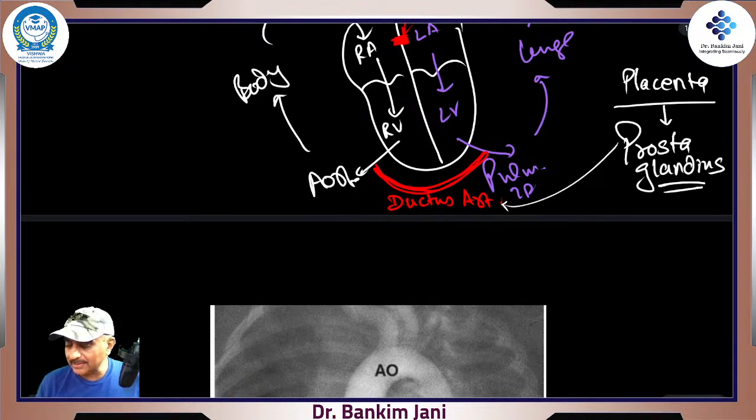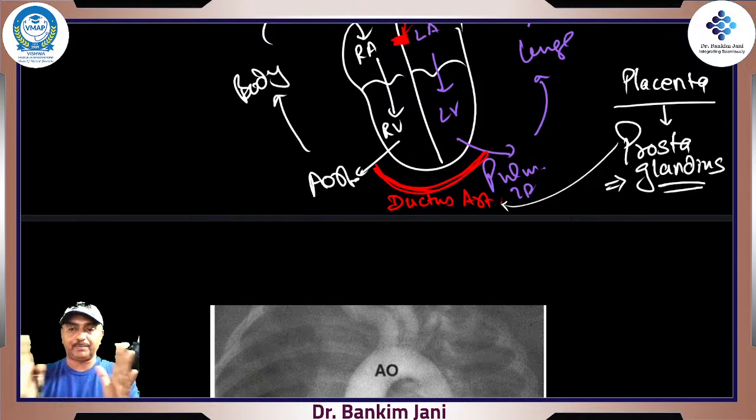Ductus arteriosus closes because the placenta has been taken away. With the lack of prostaglandin, the ductus arteriosus closes. In such cases, what if you give prostaglandin externally? Now the ductus arteriosus will remain open and the baby has a chance to survive. Because if the ductus arteriosus closes, it is finished. Then immediately they both will be in parallel circulation, right?